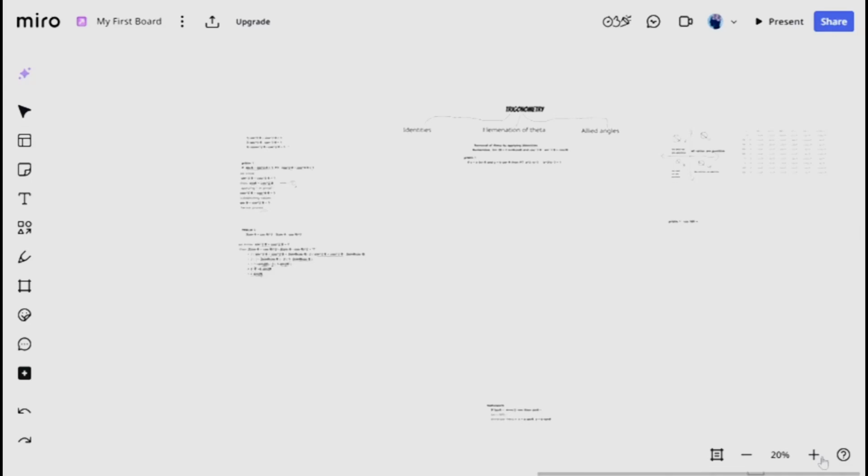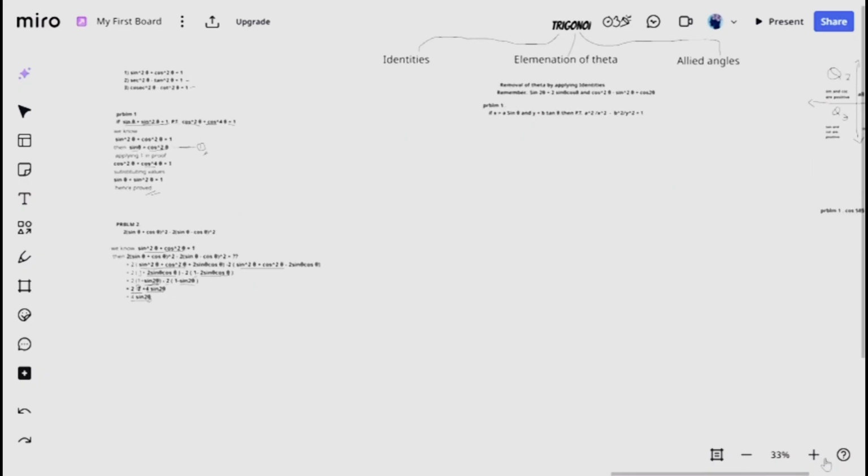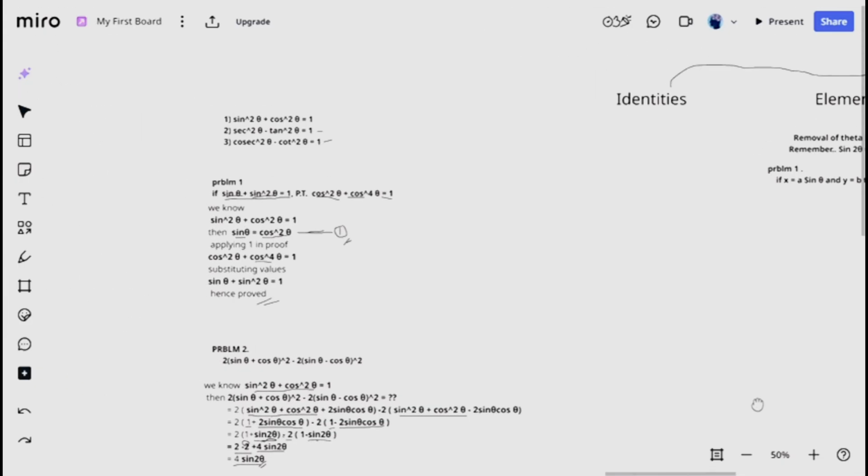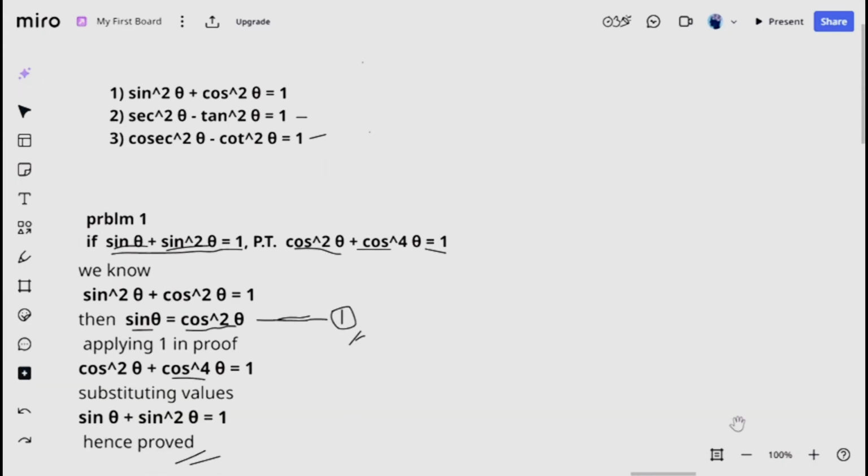Today I'm teaching you about a very important chapter in your 10th and your inter, which is trigonometry. So today for trigonometry, I have decided three parts of the chapter, which is identities, elimination of theta, and allied angles. So let's dive into identities first.